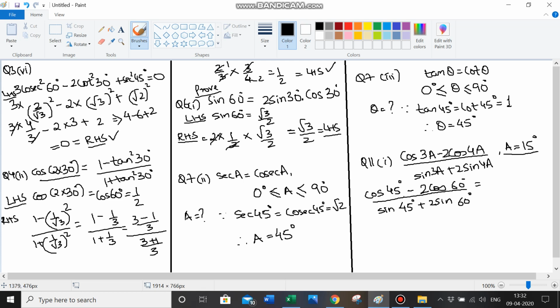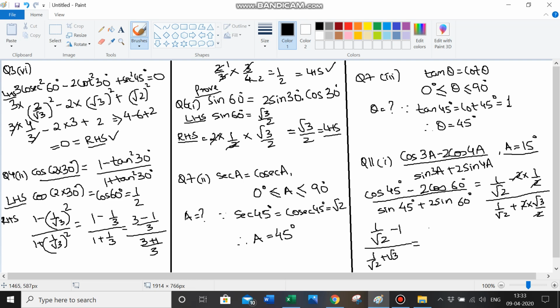So let's substitute value. Cos 45 is 1 upon root 2 minus 2 multiplied with cos 60. Cos 60 is half, divided by sine 45. Sine 45 is 1 upon root 2 plus 2 into sine 60. Sine 60 is root 3 by 2. So 2 and 2 gets cancelled, 2 and 2 gets cancelled. So I have 1 upon root 2 minus 1 divided by 1 upon root 2 plus root 3.